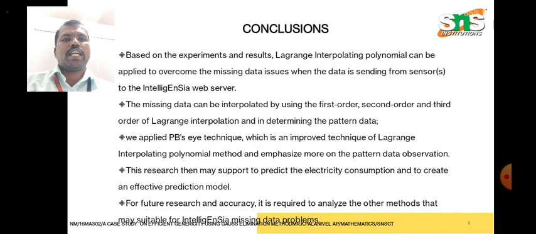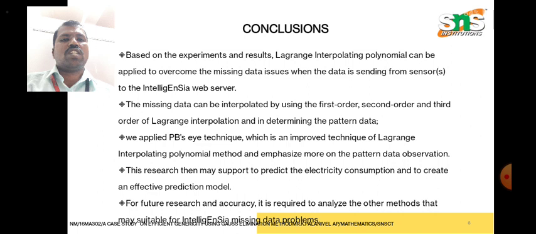The missing data can be interpolated by using the first order, second order and third order of Lagrange interpolation and in determining the pattern data. We applied the BPSI technique, which is an improved technique of Lagrange's interpolating polynomial method, and emphasizes more on the plot pattern data observation. This research then may support predicting the electricity consumption and creating an effective prediction model.